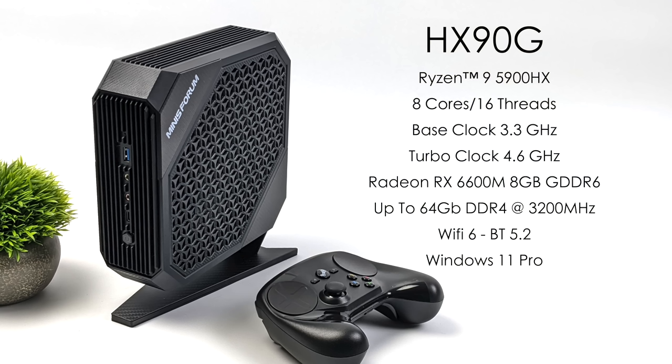But as for specs, for the CPU, we've got the Ryzen 9 5900HX, 8 cores, 16 threads. We've got a base clock of 3.3 GHz and a turbo up to 4.6. But what makes this mini PC so special are the discrete graphics. This actually has a Radeon RX 6600M with 8GB of GDDR6 VRAM. And I'll tell you right now that gaming performance in Windows with this mini PC kind of blew me away. I was really surprised by what this thing can do.